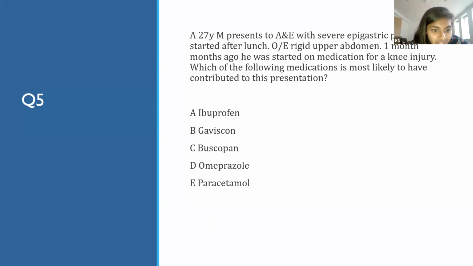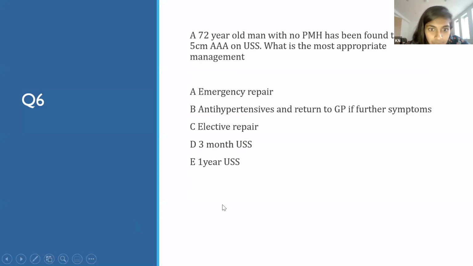So I'm going to start the polling there for this question. And we'll share the results. This was very impressive. One person for Buscopan, but by and large. And I think I've got one more question here. There we go.